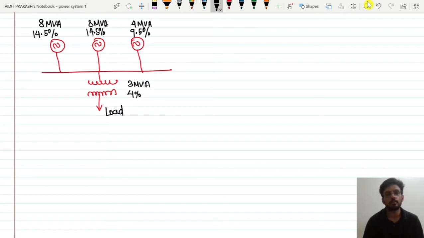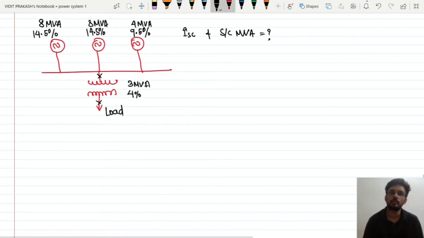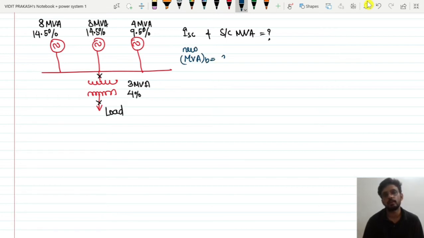We need to calculate if a fault occurs at the LV side of the transformer or if a fault occurs at the HV side of the transformer. We need to calculate the short circuit current and short circuit MVA value. Now first we'll calculate the percentage reactance. Suppose we are taking the new MVA base as 8 MVA.